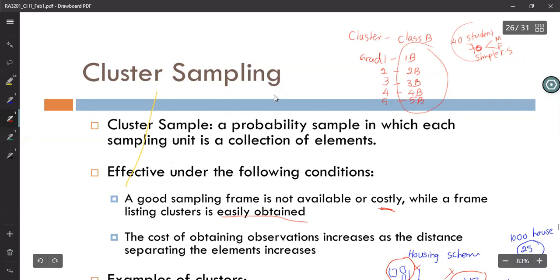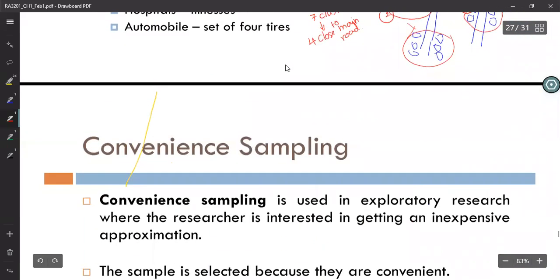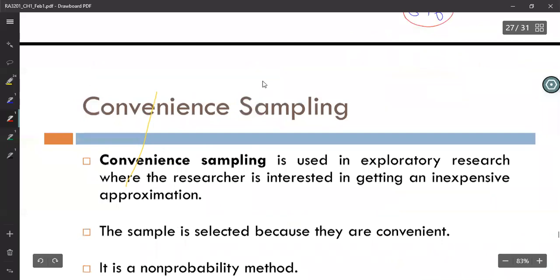Okay, is that clear to all of you? Any questions? No, I hope you are not sleeping. Okay, right. So that's about the probabilistic sampling.